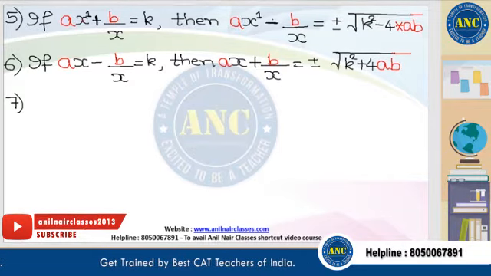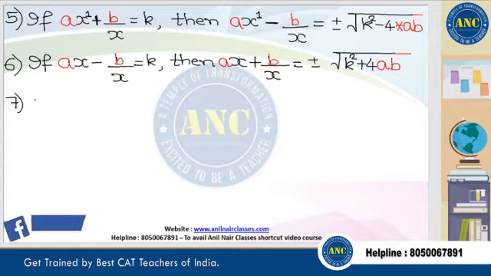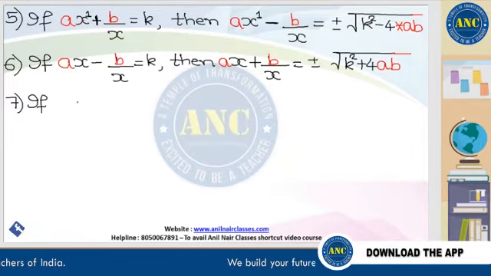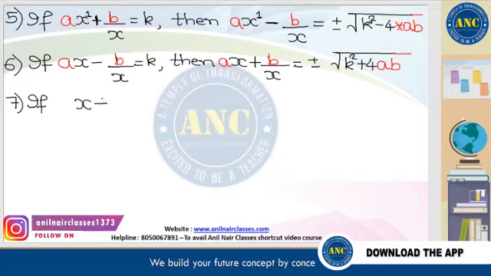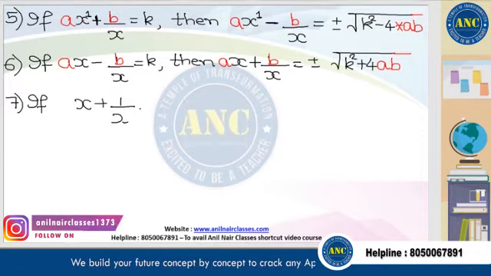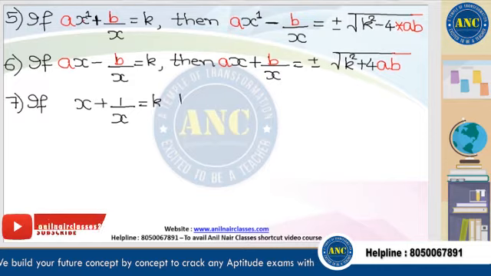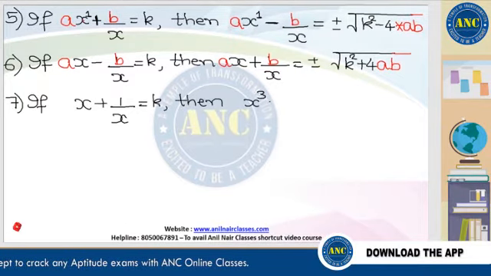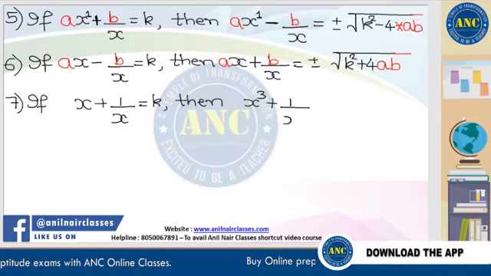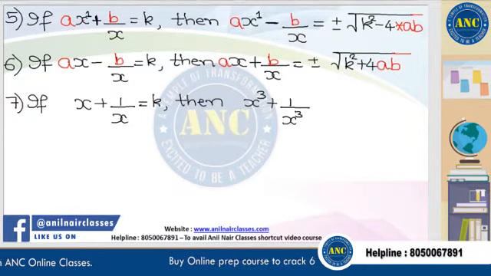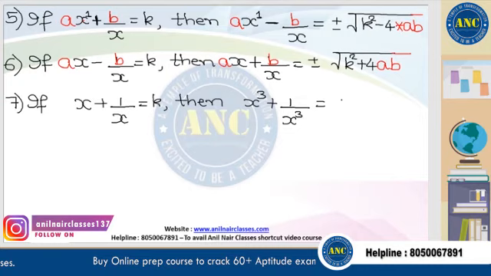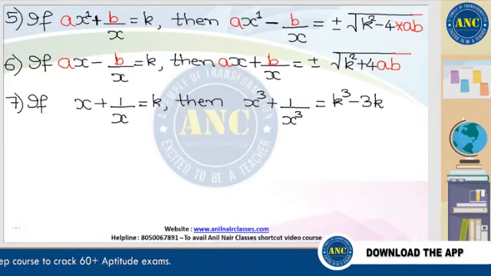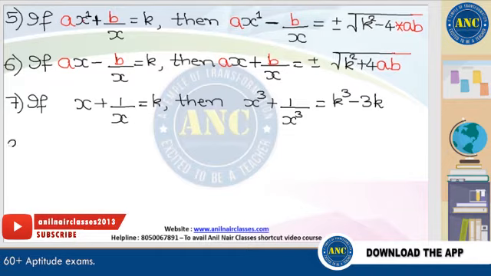What if it becomes power 3? We have already solved it, sir. These are all things which are not new for you. I hope you are understanding. For example, if x plus 1 by x is equal to k, then I am talking about a scenario where x cube plus 1 by x cube will be equal to k cube minus 3k, which we have already proved in our original class.